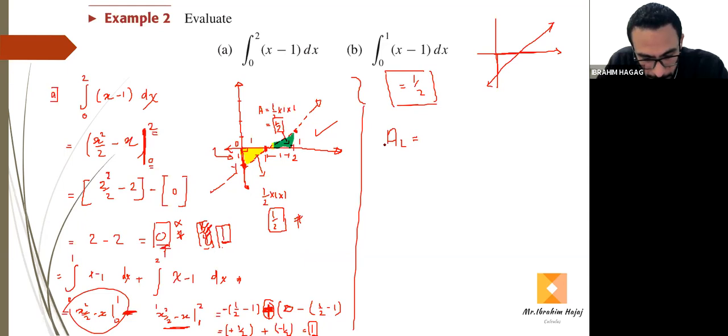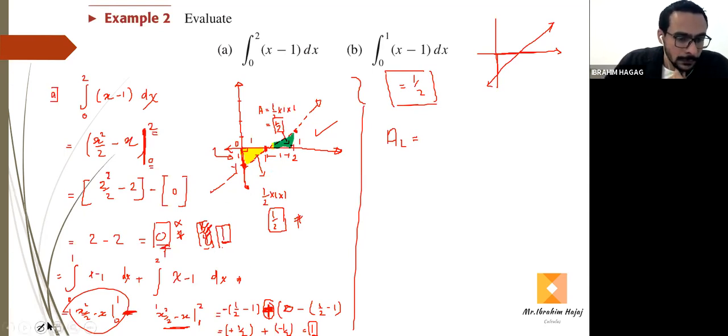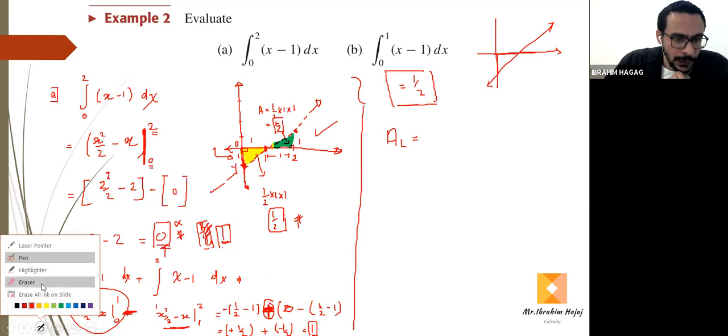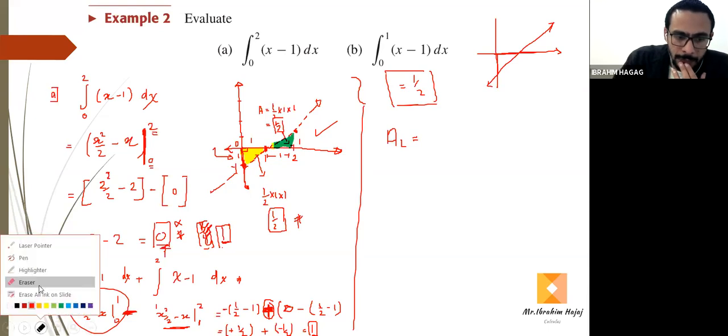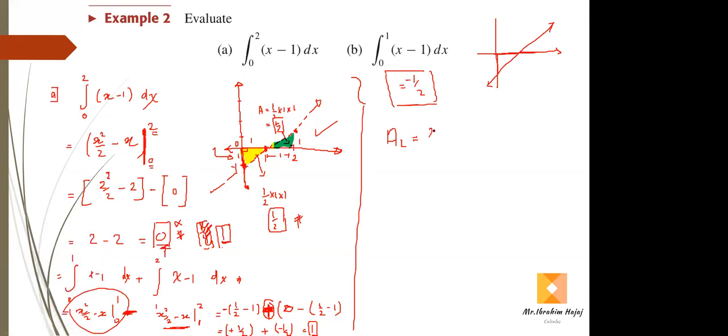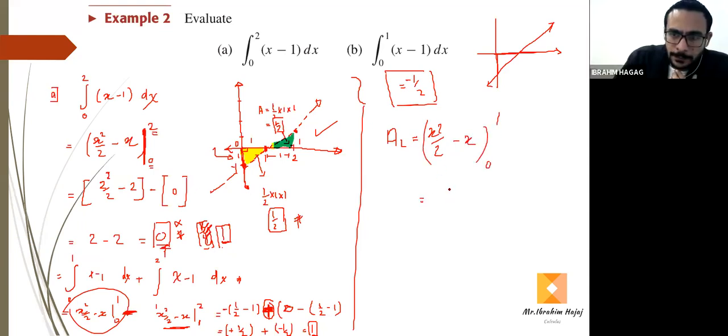Okay, so the first is 0, and the second is negative half. The net signed area between the graph and the axis. Here it's 0. But he said the second one is negative half: y equals negative half, x squared over 2 minus x from 0 to 1. And then it's a half minus 1, which is negative half.